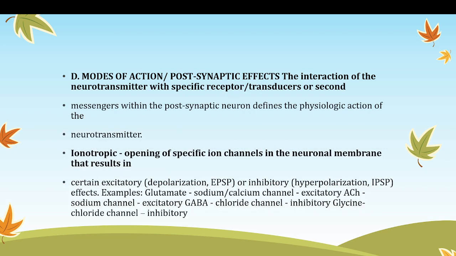Ionotropic: opening of specific ion channels in the neuronal membrane that results in excitatory depolarization, the EPSP, or inhibitory hyperpolarization effects. Examples: glutamate, sodium and calcium channels; ACh, sodium channel; GABA, chloride channel, etc.